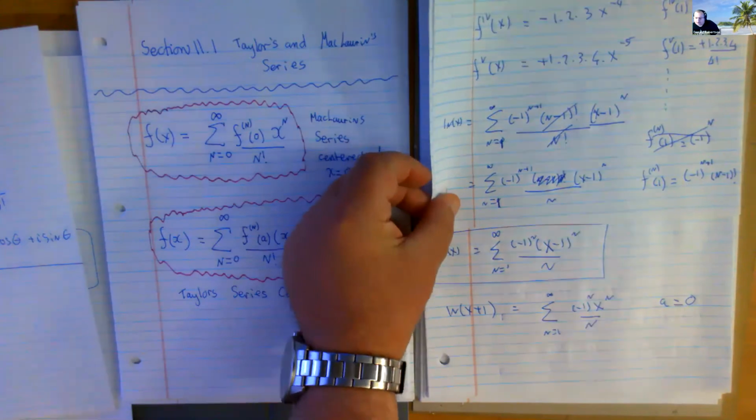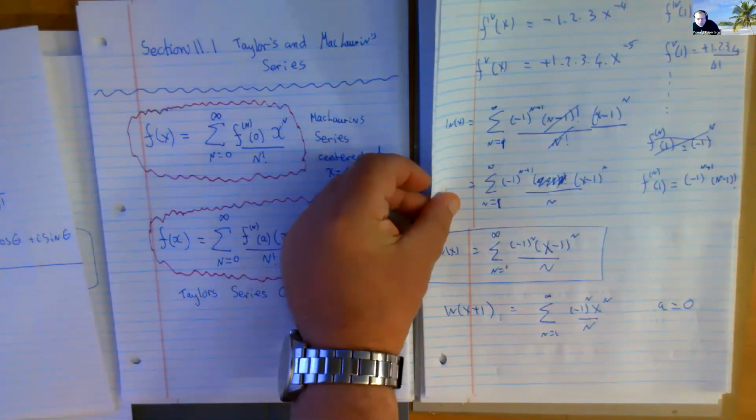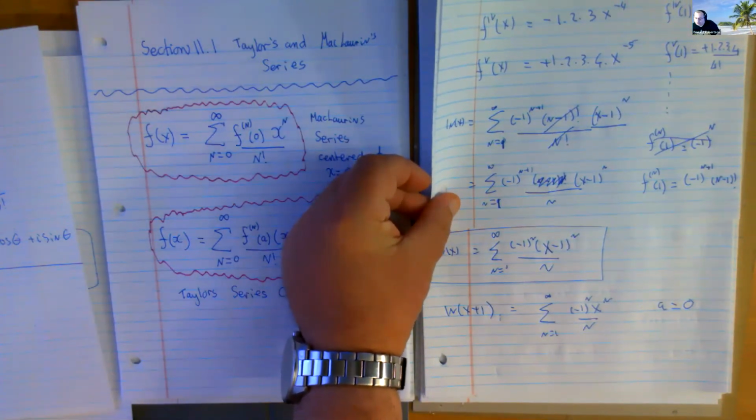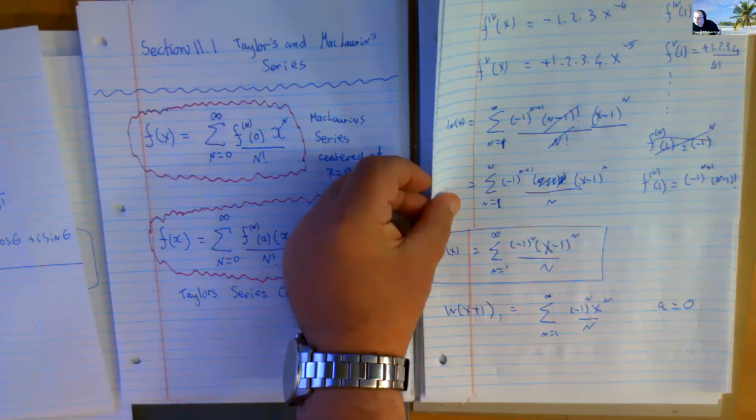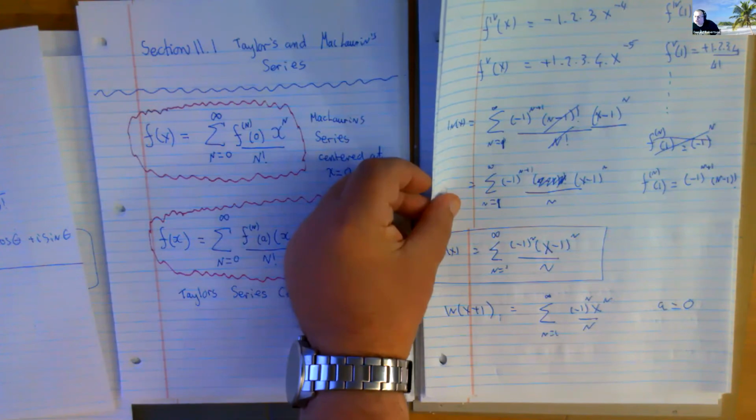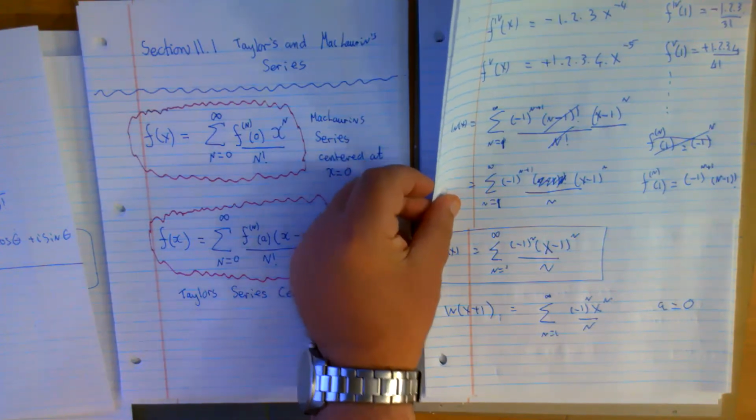Can you remember the alternating harmonic series? Remember the 1 minus a half plus a third minus a quarter? And remember I told you it converges, right? It's an alternating series and it converges. Can you remember I also told you it converged to log 2? Let's prove it to you.